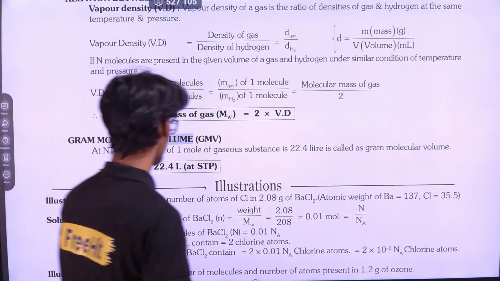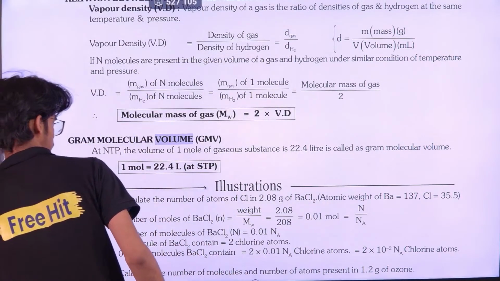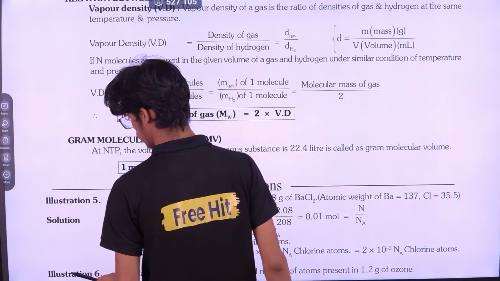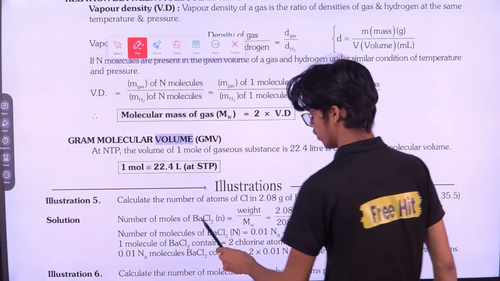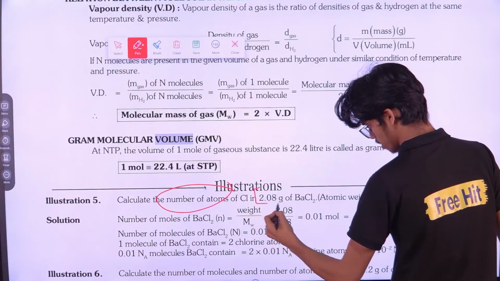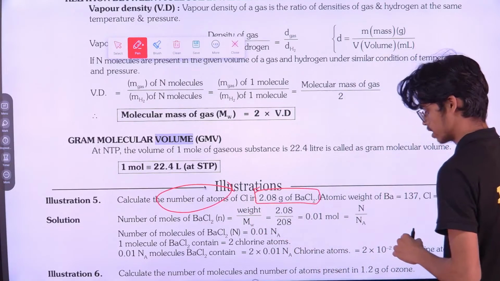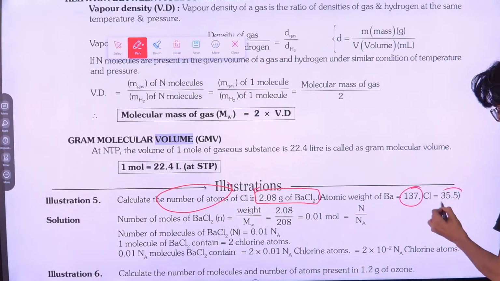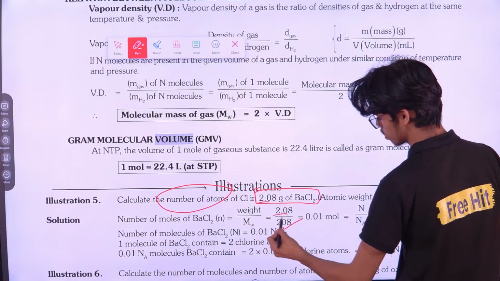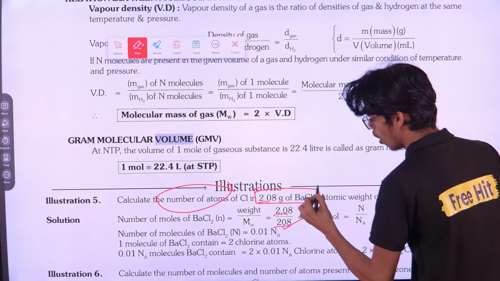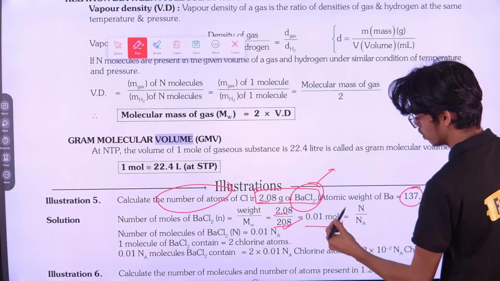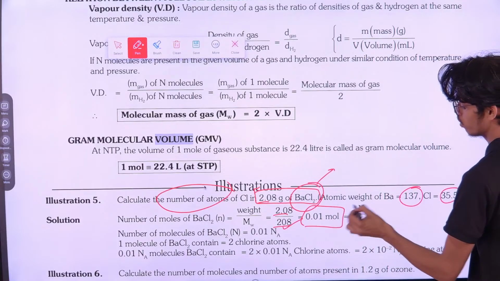Okay, calculate number of atoms of chlorine in 2.08 gram. So first of all, see, whenever you want to do something, remember always to go with the number of moles. So we have to calculate number of atoms. First of all, this is the BaCl2, 2.08 gram of BaCl2. If you add this number 137, 35.5, you will get what? 208, right? And you have 2.08 grams. So given mass upon molar mass will tell you how many moles of this particle you have. You have 0.01 mole of BaCl2 and you convert it into number of particles.